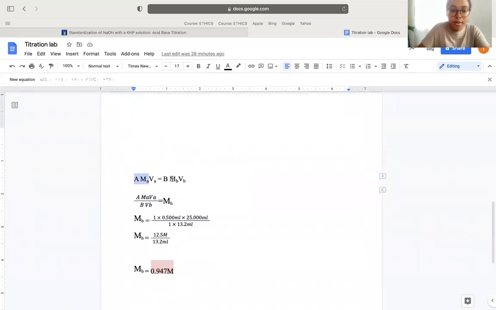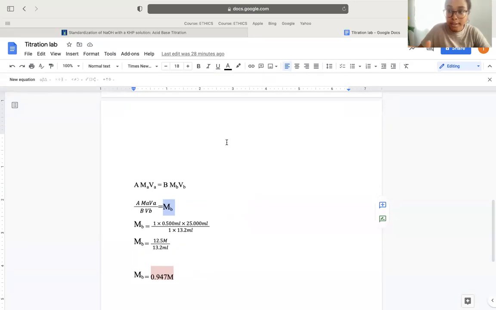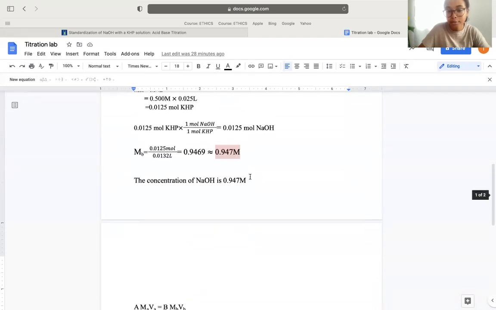So I did an extra step here where I use this formula to find the molarity of that base. I use the exact same thing, which is the molarity and the volume of the acid divided by the volume of the base. So that will give me the same concentration, 0.947 molarity.